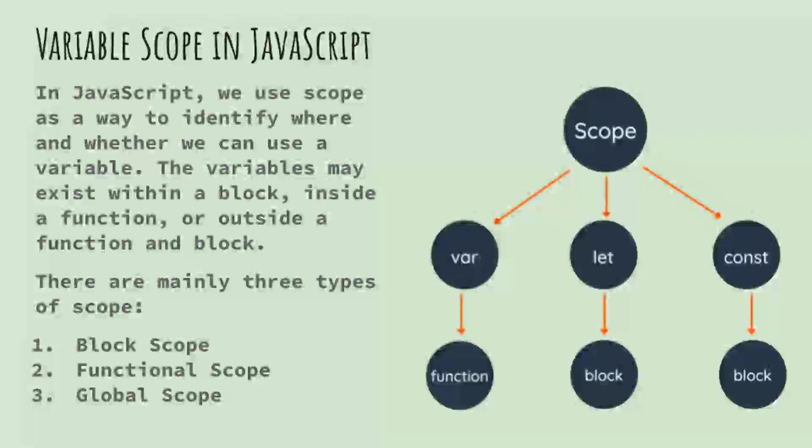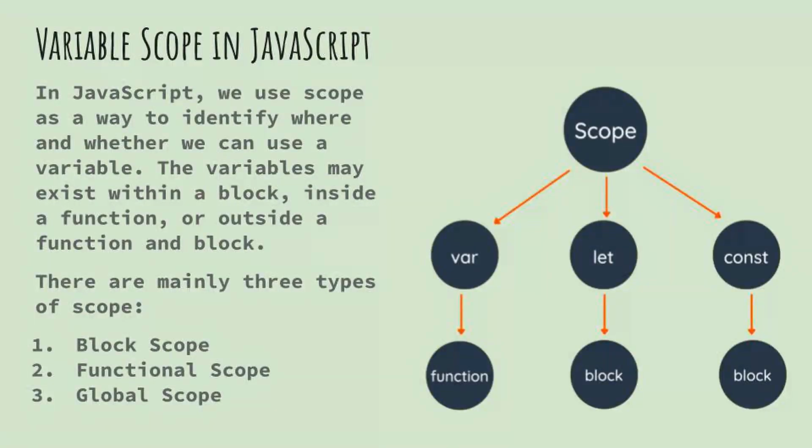Now let's start with our first concept, that is variable scope in JavaScript. In JavaScript, we use scope as the way to identify where and whether we can use a variable or not. A variable may exist in a block, that is a block scope variable. Second, a variable may exist inside a function, that is a function scope variable.